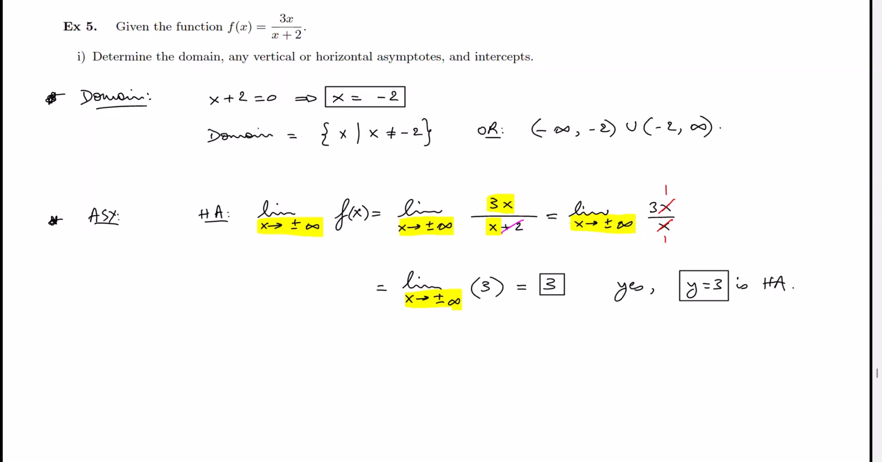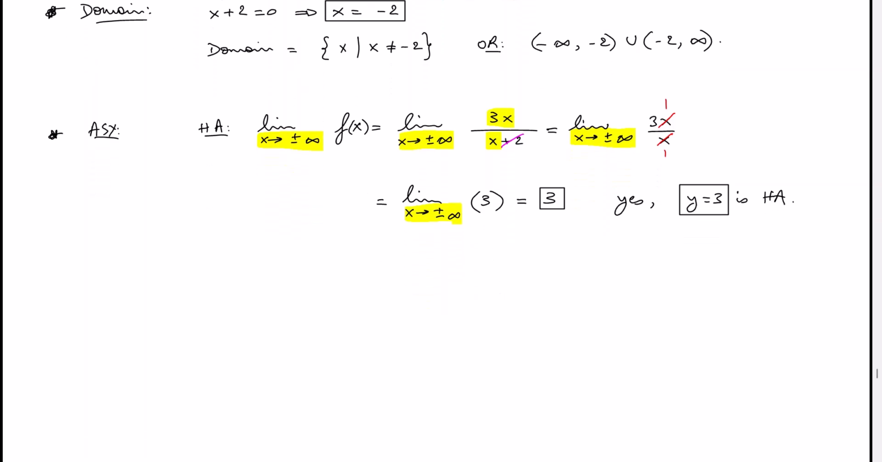It should not go up forever, it should not go down forever. It should just stabilize where y equals 3. Now, the other type of asymptote is the vertical asymptote. And to find the vertical asymptotes, we'll just look at the domain. The domain used to have all the numbers except for negative 2. So negative 2 is the bad value. That is the candidate for a VA.